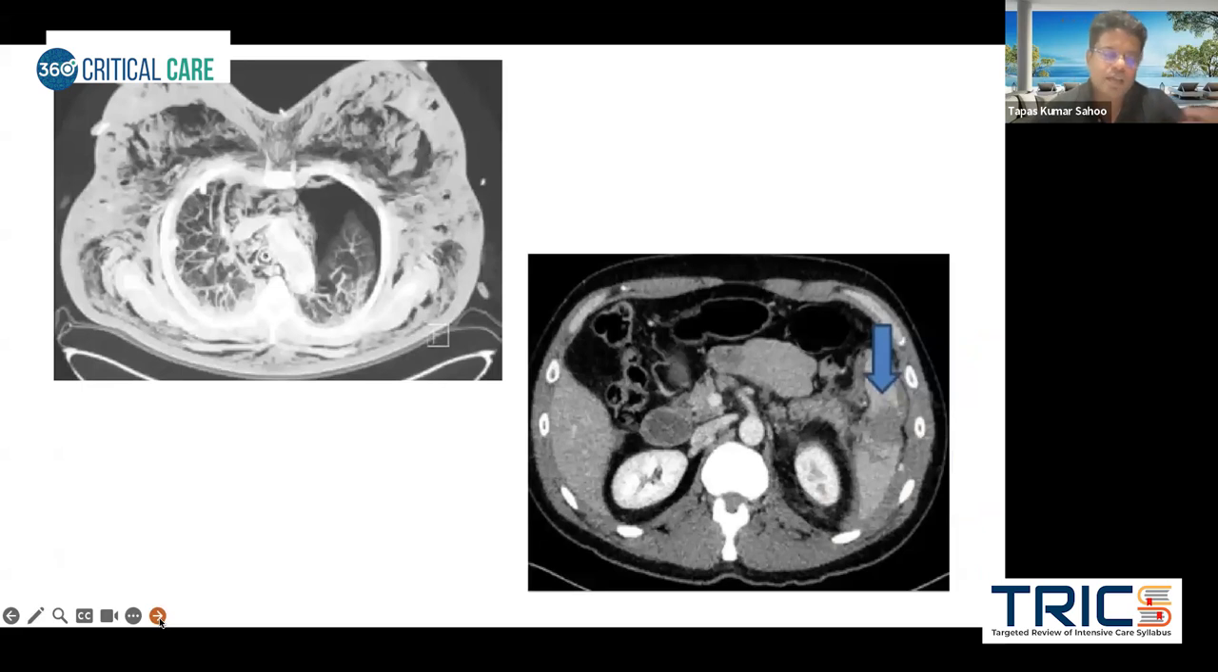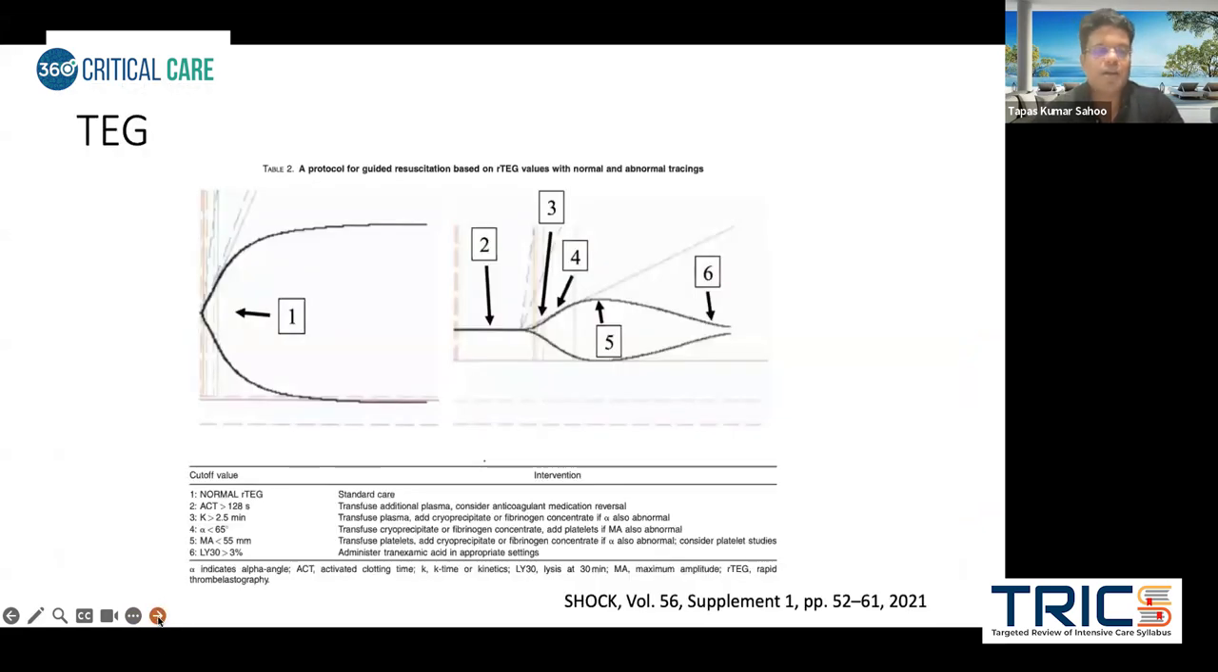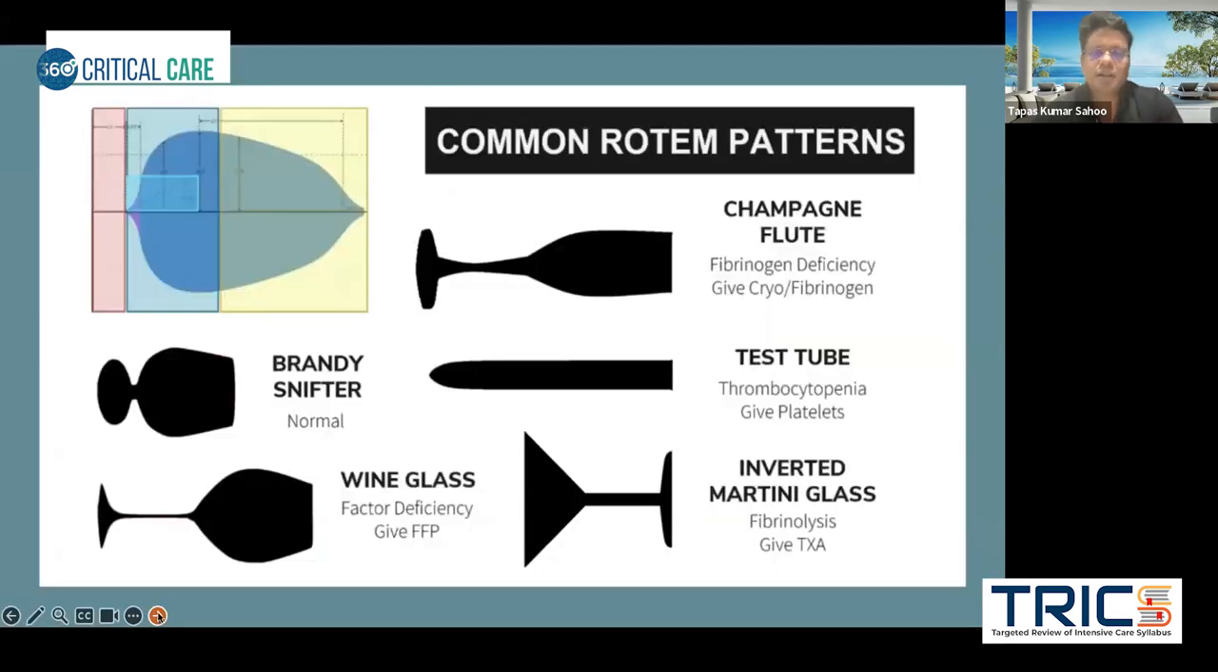Now, these are some of the CT findings they can ask. You can see here in the CBS, massive subcutaneous emphysema with tension pneumothorax in chest trauma. Here again, the splenic laceration with hemoperitoneum. And TEG, I am not going to detail; Dr. Sanant would be discussing in the CBS part some such questions. But yes, the ROTEM patterns. You have to remember one or two slides about the exam-specific questions. There are common ROTEM patterns named on the basis of glass shapes: beer glass, wine glass, champagne glass, test tube, inverted martini glass.